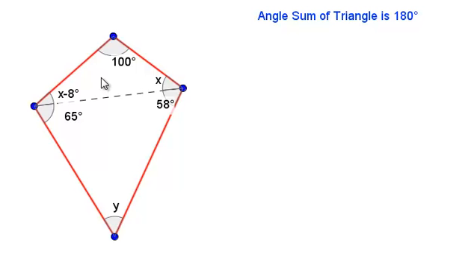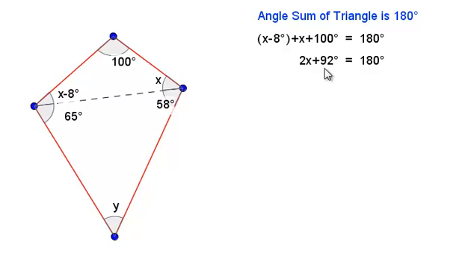So we know that all of the angles in a triangle add to 180 degrees, right? So what we'll do is we'll write this up as an equation. So we've got x take away 8 plus x plus 100 equals 180 degrees. We then add all the like terms. So we get 2x plus 92 is equal to 180 degrees.